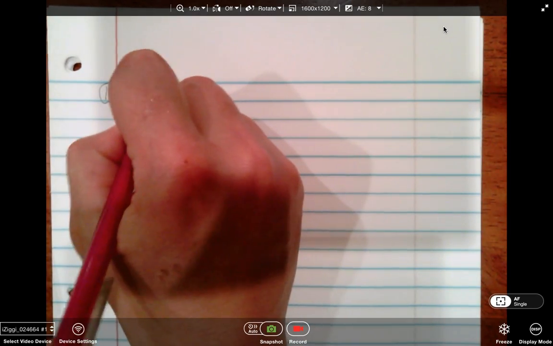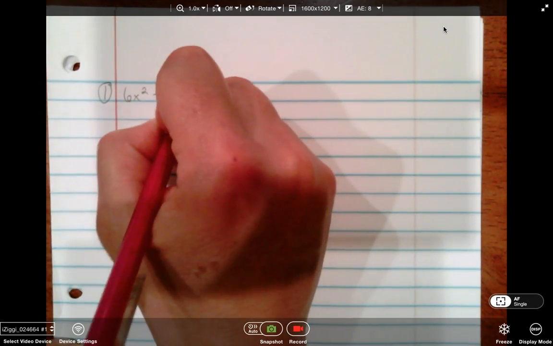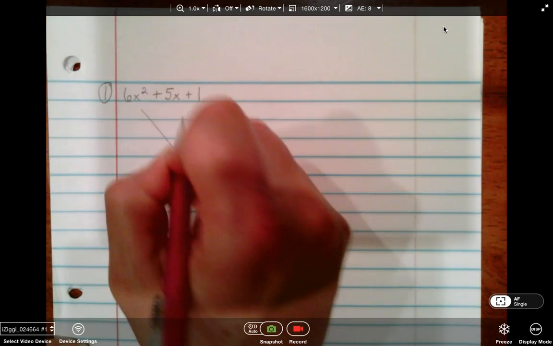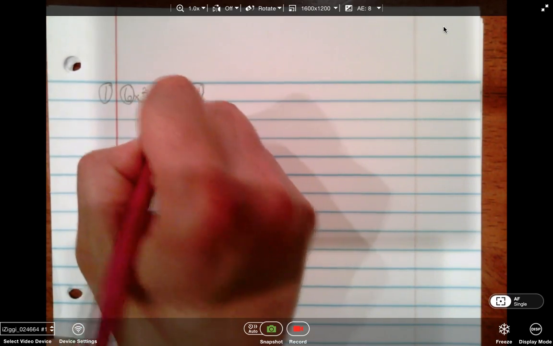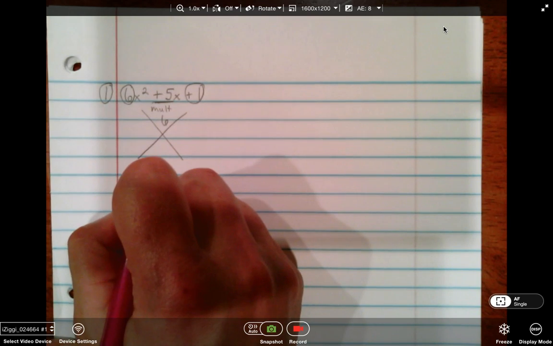Okay guys, we are going to review the X method of factoring trinomials. So the first one we're going to look at is 6x squared plus 5x plus 1. Okay, so I'm going to draw my x, and I'm going to look for two numbers that multiply to give me 6 times positive 1, or 6, and that add to give me 5.